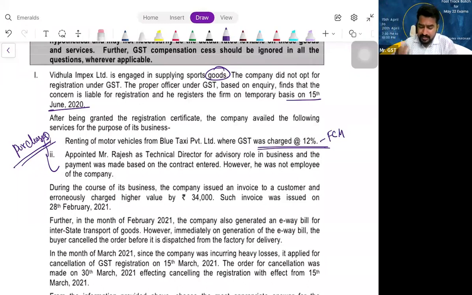The company appointed Mr. Rajesh as technical director for an advisory role in the business, and the payment was made based on the contract entered. However, he was not an employee of the company. Is it covered under Schedule 3? No, it is taxable. It is not covered under Schedule 3. Yes, exactly. It is taxable, and of course, it is under RCM. Okay, fine.